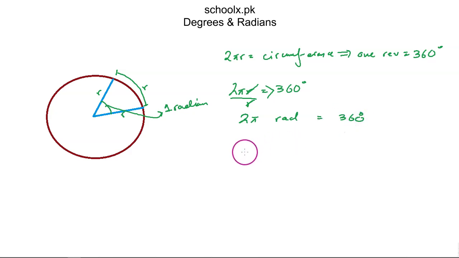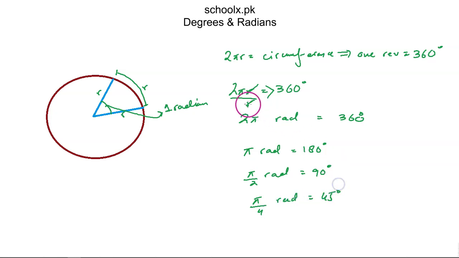From this we can get that pi radian is 180 degrees. Pi by 2 radians is 90 degrees. Pi by 4 radians is 45 degrees. So this formula is valid and is used for the conversion from degrees to radians or from radians to degrees. Alright?